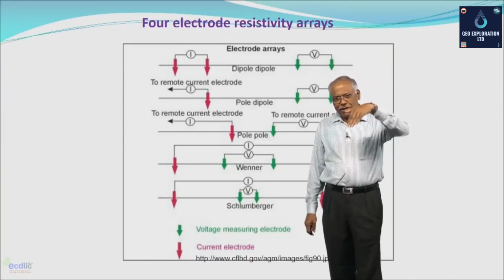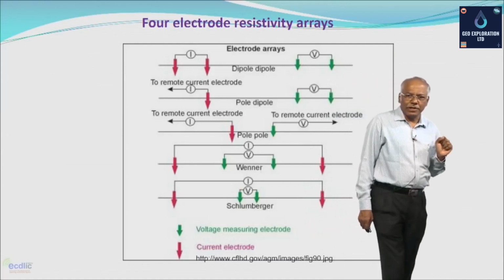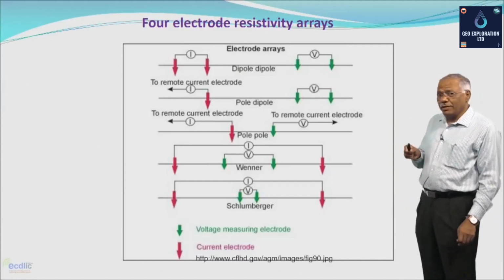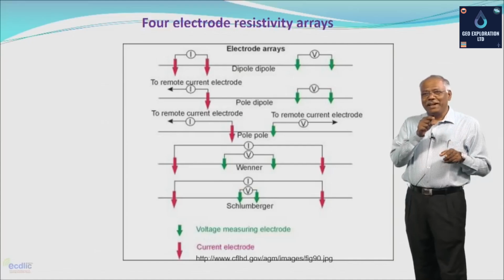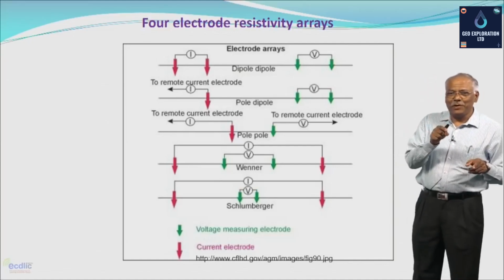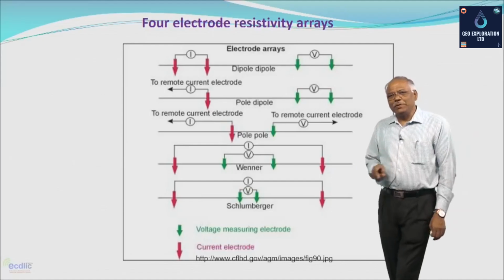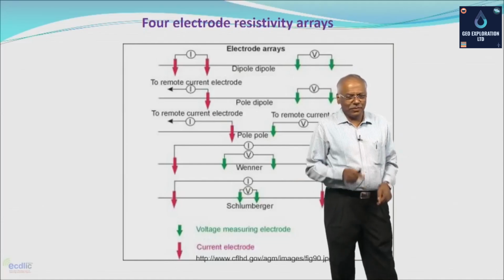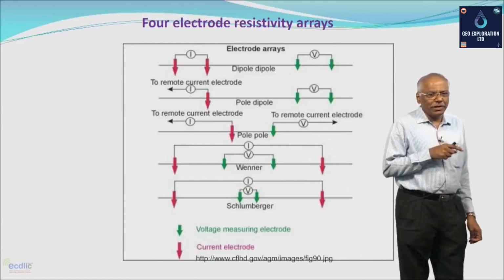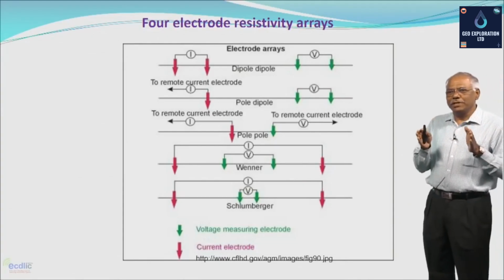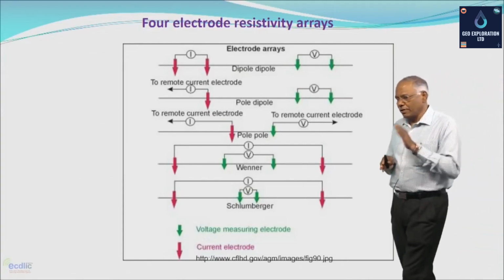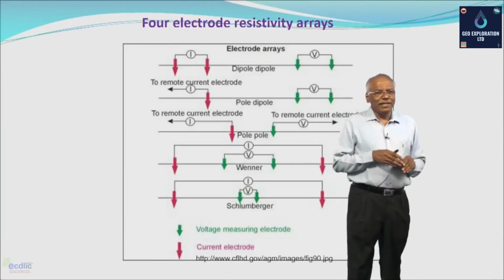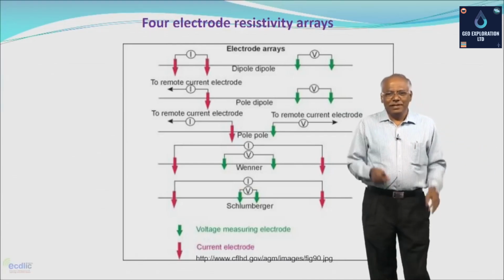The depth of penetration of current in the Wenner electrode configuration is equal to a. Here a is the distance between either C1 and P1, or P1 and P2, or P2 and C2, the same distance between all 4 electrodes, and the depth of penetration is nothing but 1/3 of the distance between the current electrodes in the Wenner configuration. Whereas, in the Schlumberger configuration, the depth of penetration of current is 1/2 of the distance between the current electrodes.